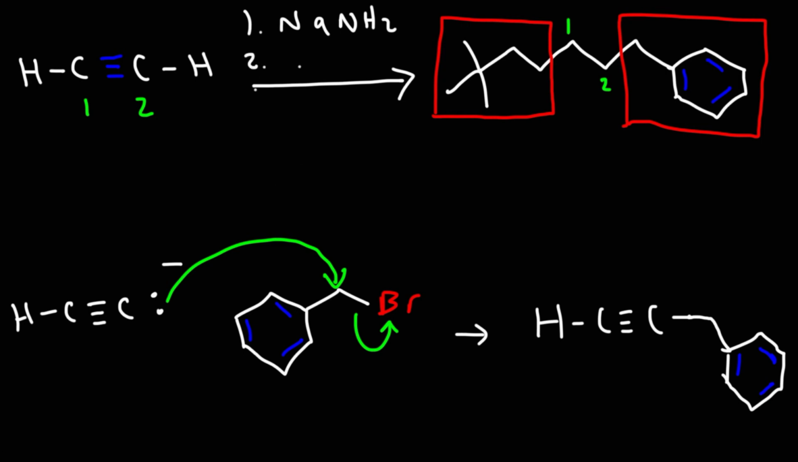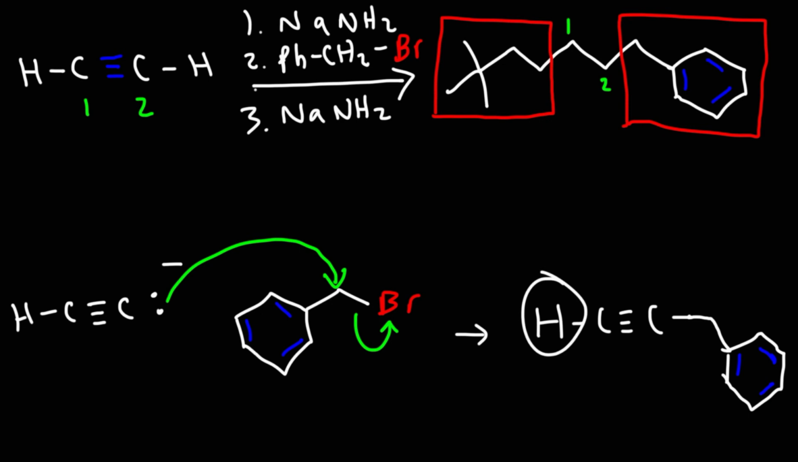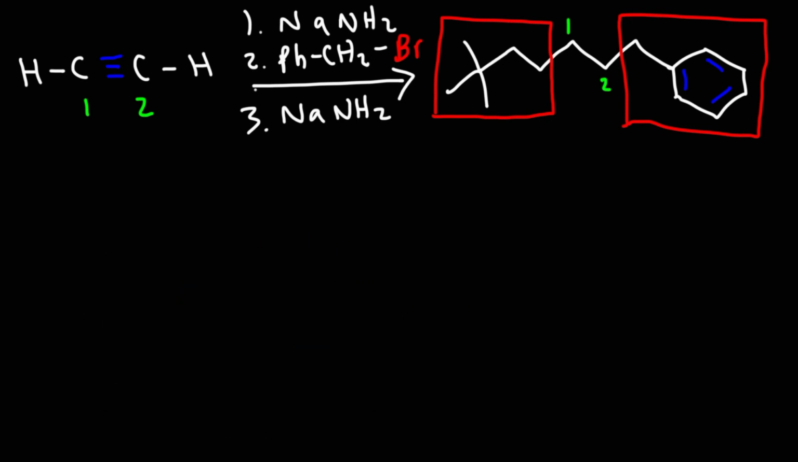So for step 2, we can write this substrate like this. We have a phenyl ring, and then we have a CH2 with a bromine attached to it. So basically this is benzyl bromide. Benzyl is basically a phenyl ring but with an extra carbon. So now in the next step, we're going to use sodium amide again. The NH2 minus will remove this hydrogen this time, giving us this carbanion.